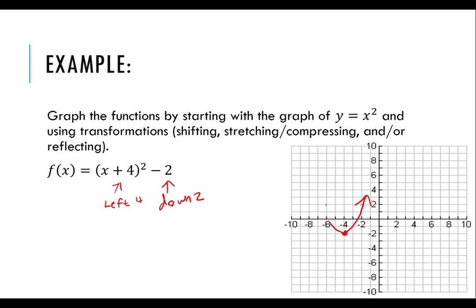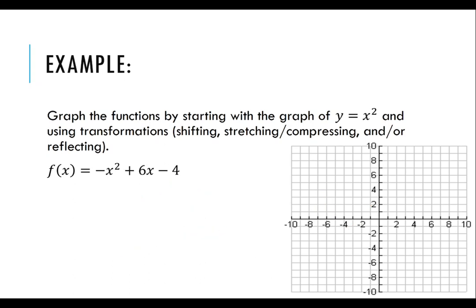Now, this is a sketch. And so I don't claim that I've correctly graphed the x-intercepts, but if you wanted to solve this equation using the square root property, you could definitely find the x-intercepts and get this graph as accurate as possible. But what does matter is that we found the vertex, and that is -4, -2.